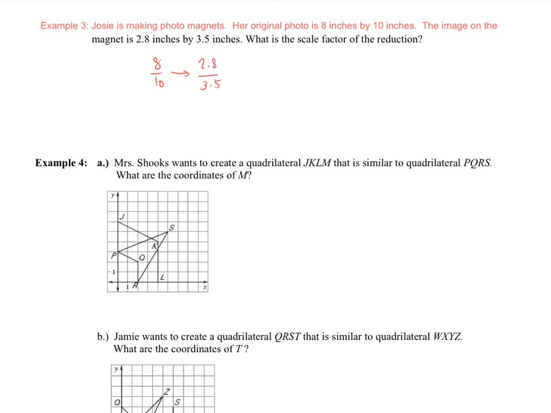And I am going to just either take the numerator or the denominator to calculate the scale factor. And I think the denominator is easier. So scale factor is represented by K. So I can go ahead and do 10K equals 3.5. And then take 3.5, divide by 10, shift the decimal one place to the left, will give me 0.35. So that's your new scale factor.